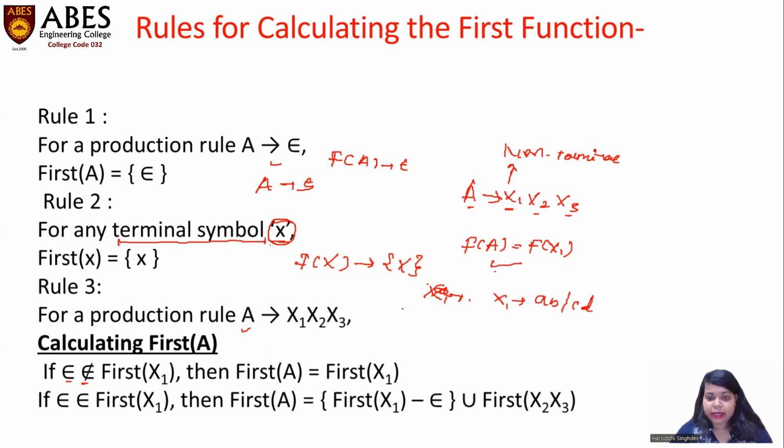Then in the other case, if epsilon belongs to x1, that means x1 also derives epsilon.